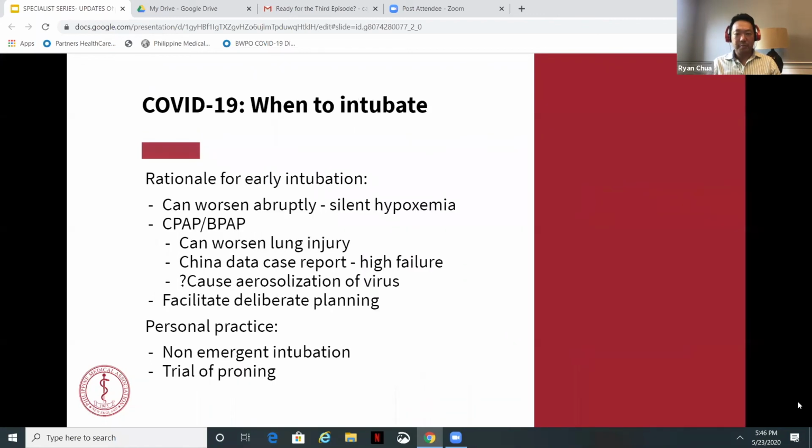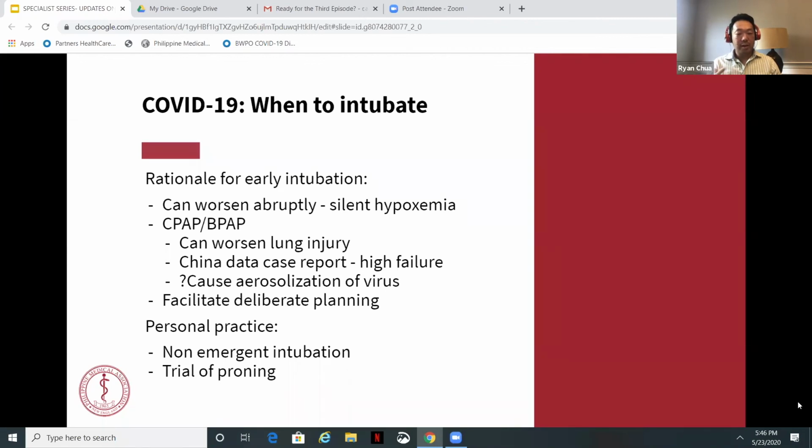Next slide, please. So another thing that's been questioned recently is when to intubate somebody. Do we intubate early? Do we try not to intubate? So I think essentially the thought process is, if we provide other forms of oxygenation, can these worsen the COVID pneumonia? So there's been prior data from China that says there's a high rate of failure with CPAP or BiPAP, and this can cause aerosolization, which would put the healthcare providers in danger.